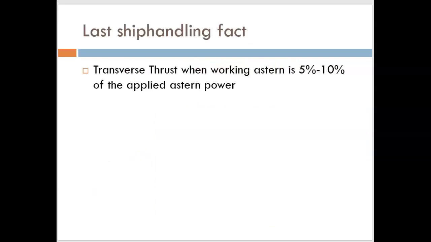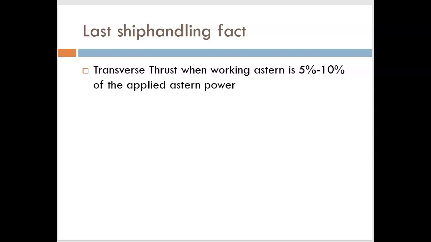And I got one more slide for you. You might have asked, how much is transverse thrust? What is the amount of, how strong is transverse thrust? Well, it is 5 to 10% of the applied astern power. So let's say you're going half astern. So it's about 5 or 10% of that half astern is devoted towards side thrust.